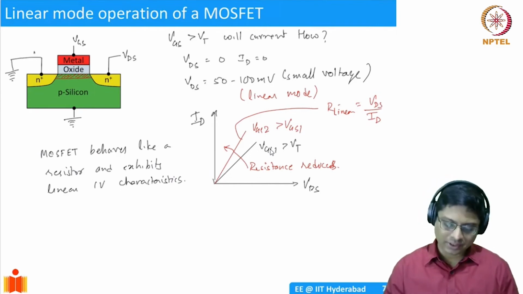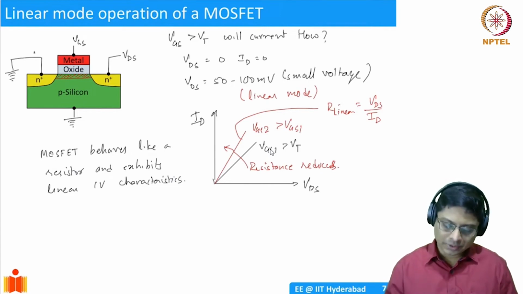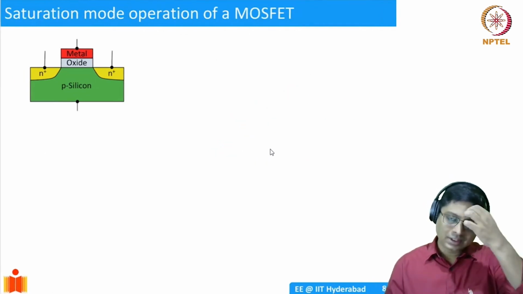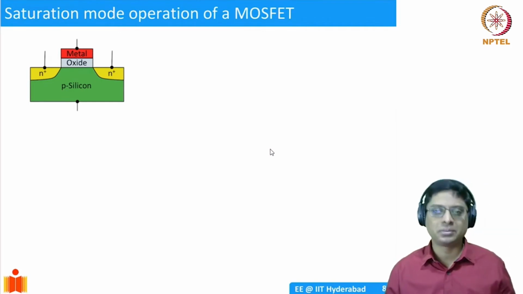Okay. All right, we did this. So now we are able to turn on the MOSFET. What happens if I increase my VDS still further? Okay. So if you do that, VDS is large, then we enter what is known as the saturation mode of a MOSFET.